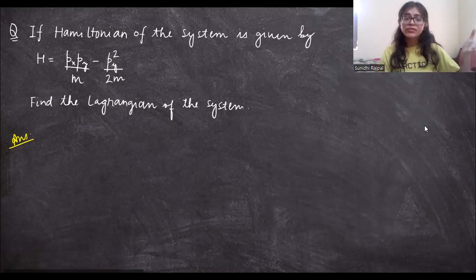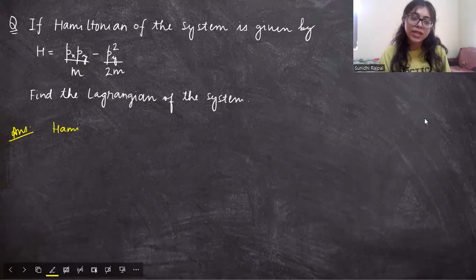Okay. So I've been given the Hamiltonian expression and I want to find what is the Lagrangian of the system, right? So the Lagrangian will be found. So I know that we will be using the Hamiltonian equations of motion in this, right? So let me first write what are the Hamiltonian equations of motion.